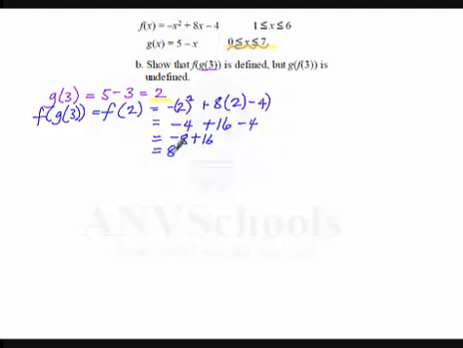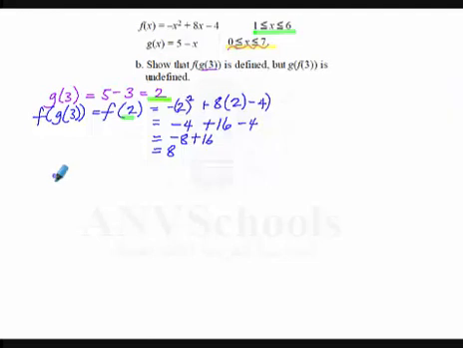Now, why is it defined? Let's take a look. As you can see, our new domain value now is 2. That's why you can notice that I underlined 2 there. Now, this 2 is included within the domain of our f of x, because our restricted domain for f of x is from 1 to 6. So it's still included in the domain of f of x. That's why it makes f of g of 3 a defined value for this f of g of x function.